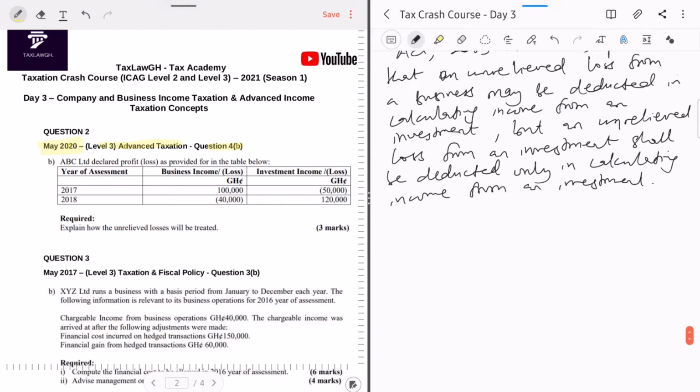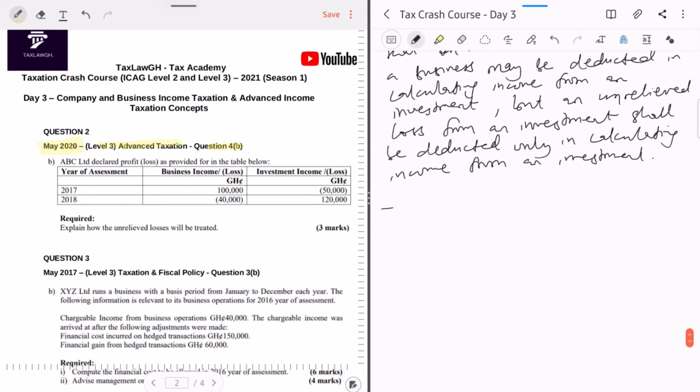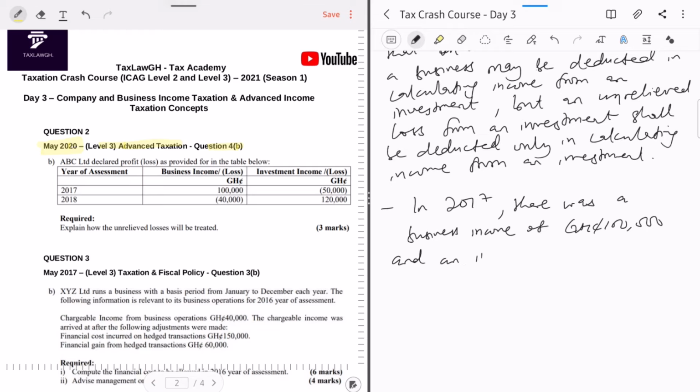So you stated a rule. Now, because the question said explain, let's say the rule and apply it to the question. So we'll say in 2017, there was a business income of 100,000 cedis and an investment loss of 50,000 cedis.